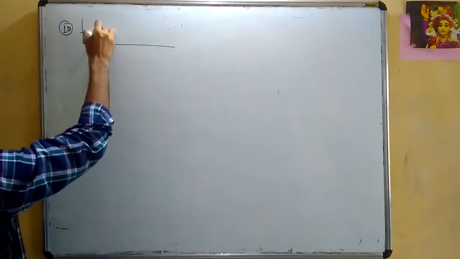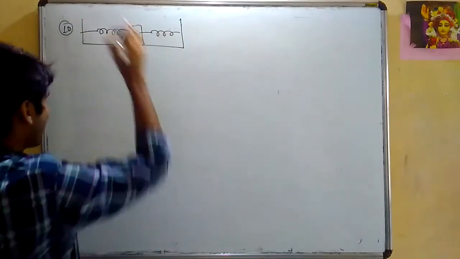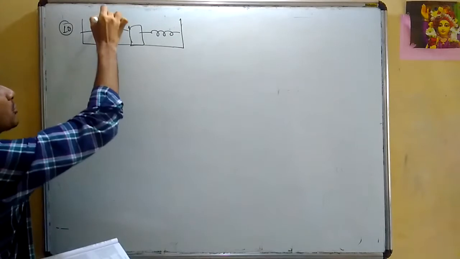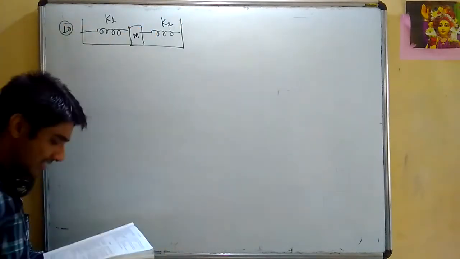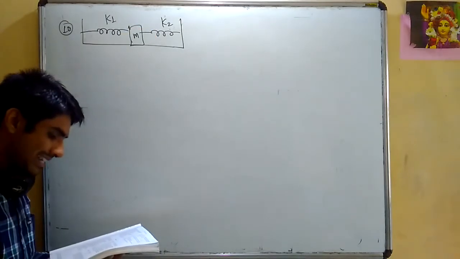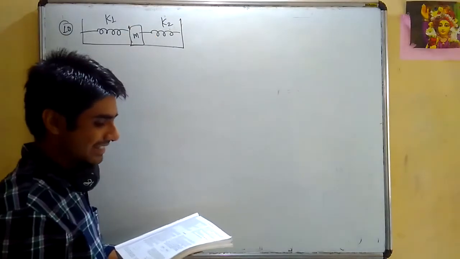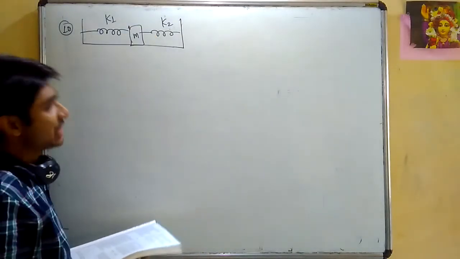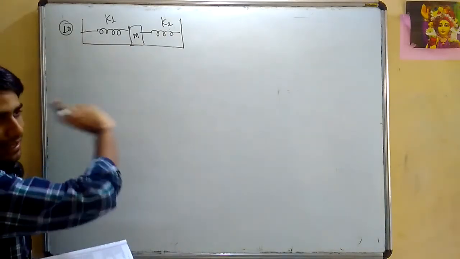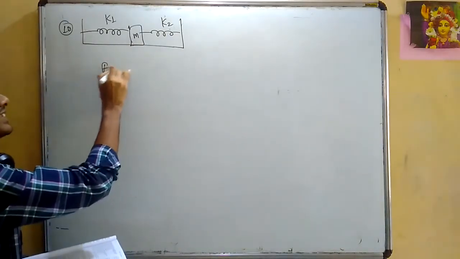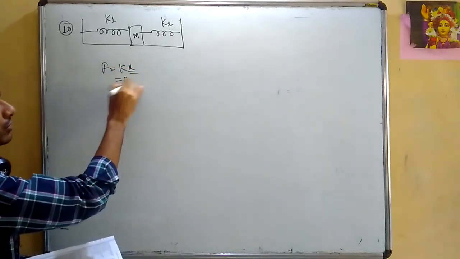Here is one spring, here is one block, and here is another spring, and here is a wall. This spring constant is K1 and this spring constant is K2, and this is a mass M. Both the springs initially are unstretched. If the block is displaced by a distance x and released, what will be the initial acceleration? Both the springs are initially unstretched, so they will not apply any force. F equals kx. If x is 0, that means the spring is not stretched, spring force is 0.